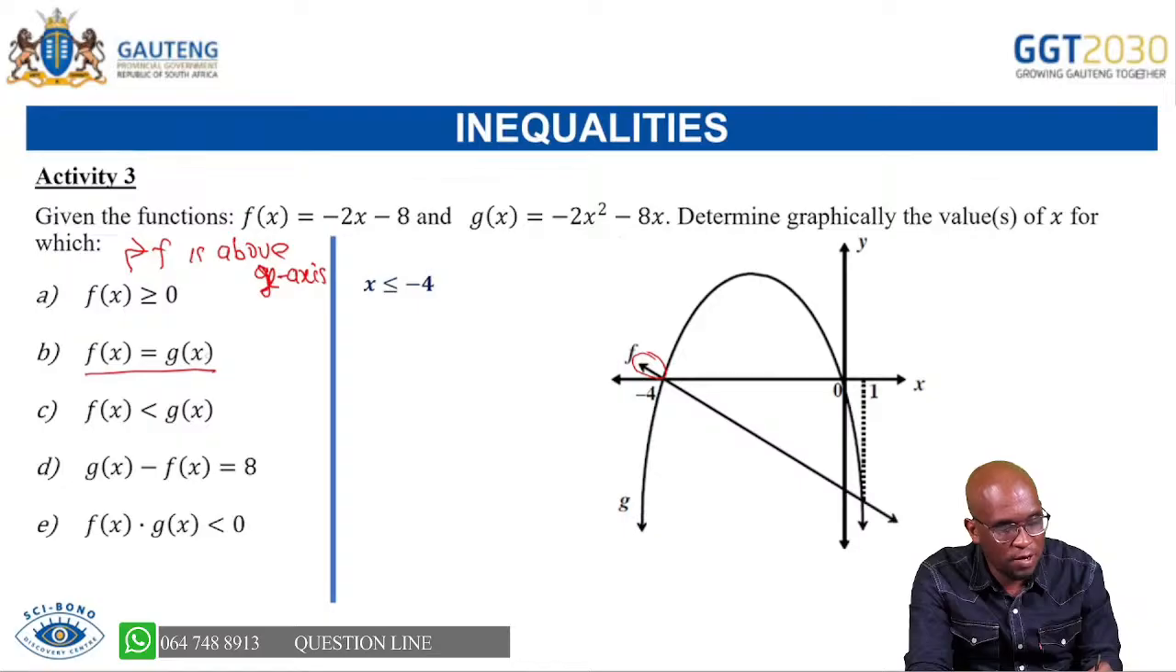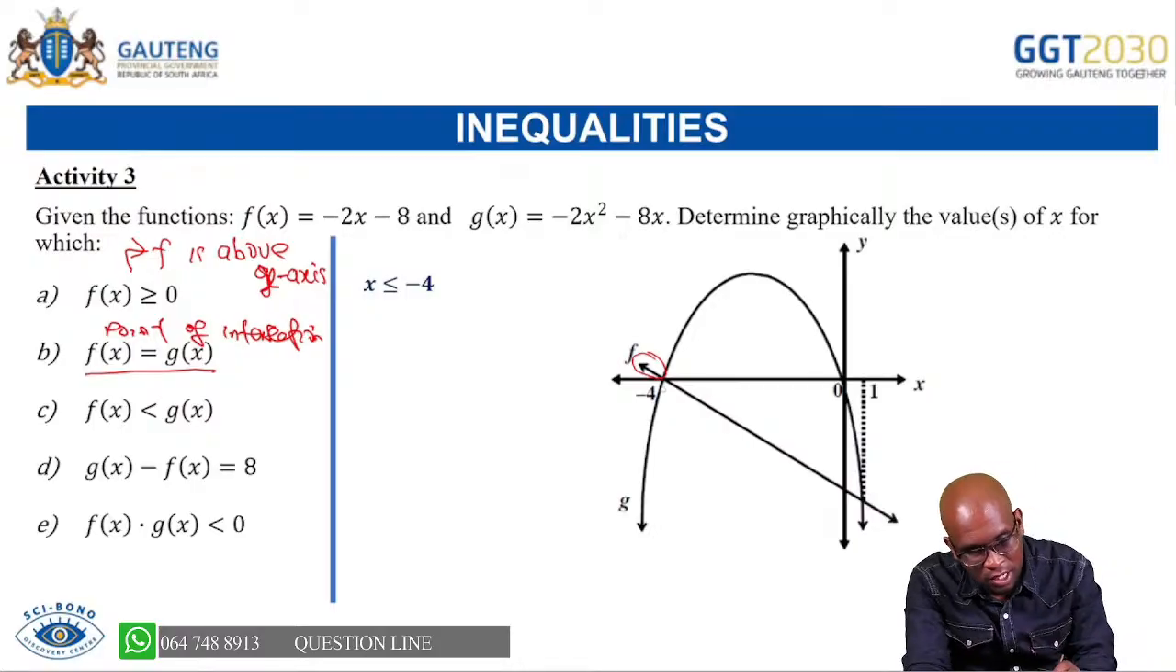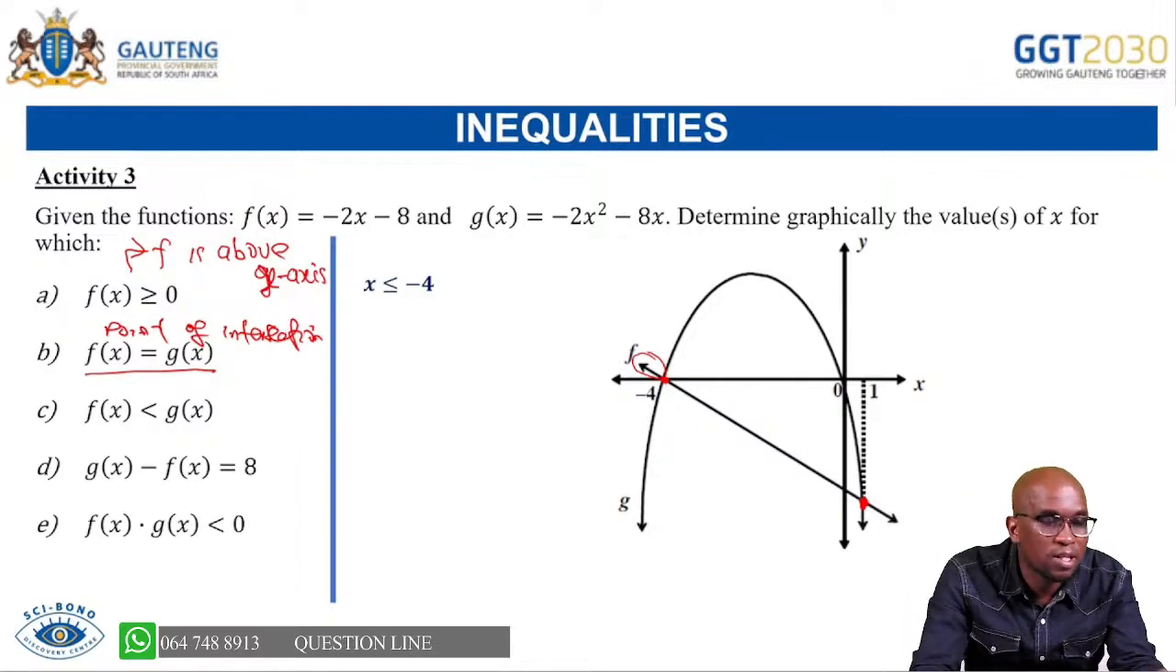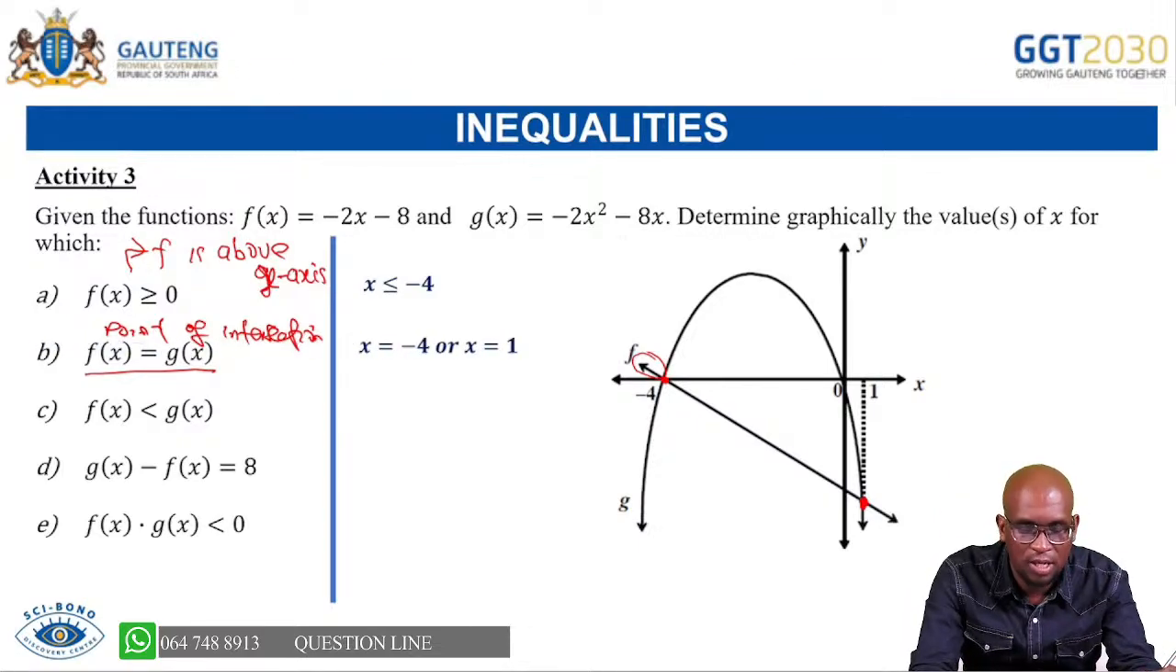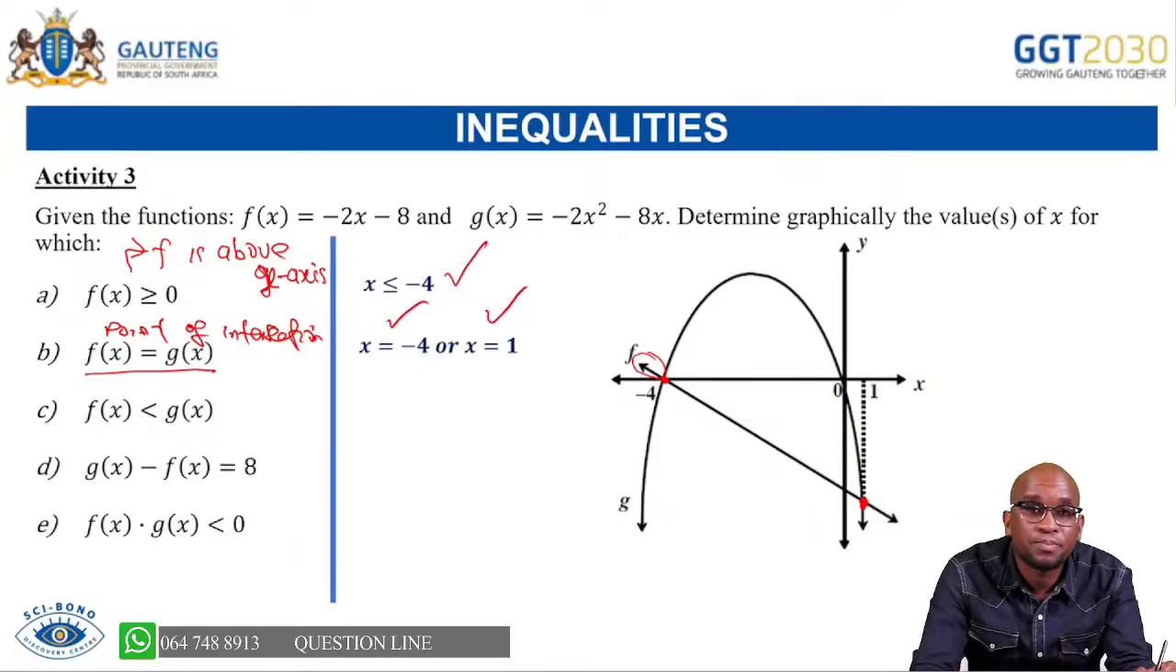Right, where f of x equals g of x, this is the point of intersection. What are the values of x at the point of intersection? X is -4, they intersect here. X is 1, they intersect there. So those are the values we are interested in. X is -4 and x is 1. So you get this, and that.